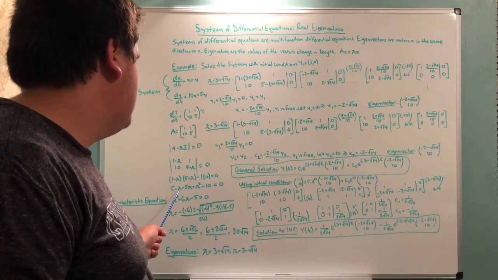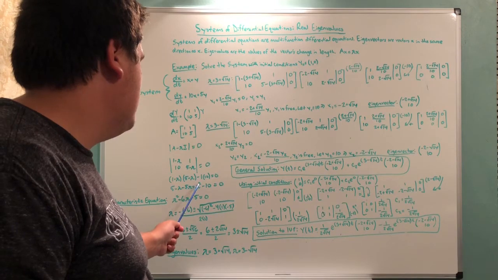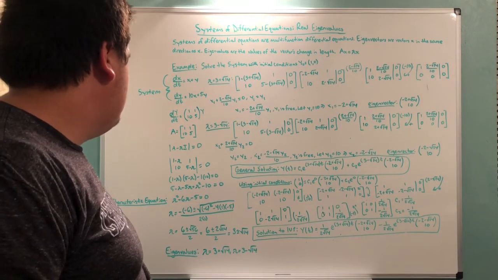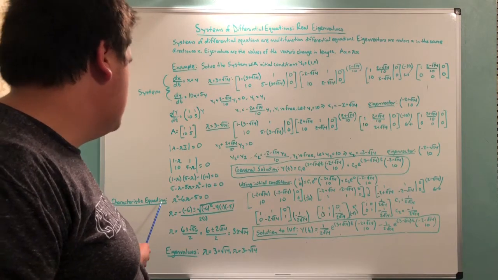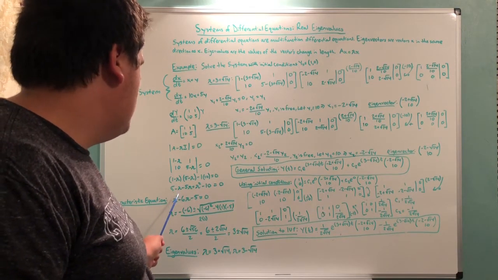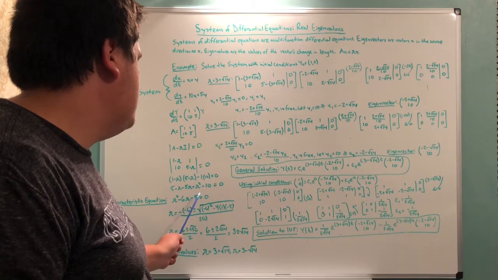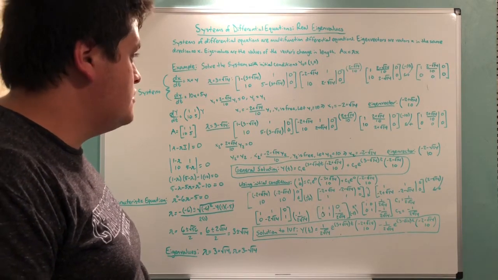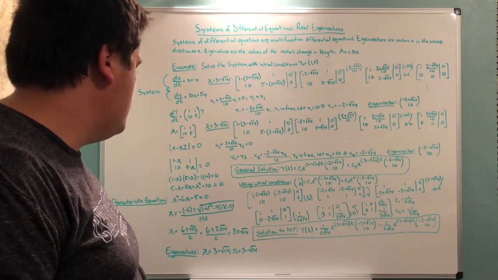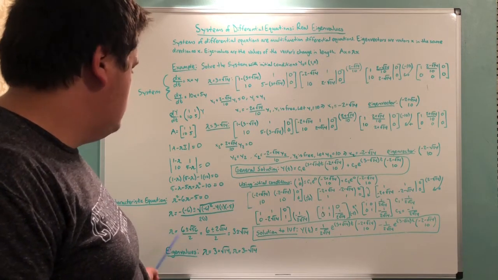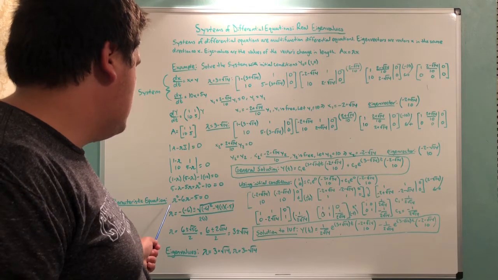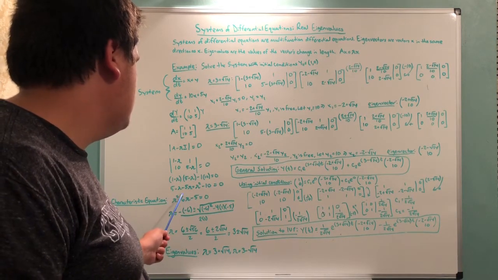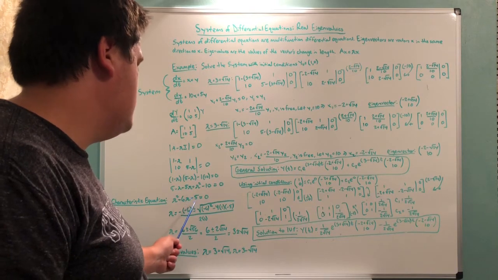Distributing, we get 5 minus lambda minus 5 lambda plus lambda squared minus 10 is equal to 0. Now we have something commonly known as a characteristic equation. Lambda squared minus 6 lambda minus 5 is equal to 0. So now we need to use the quadratic formula to solve this. So when evaluating this using the quadratic formula, this coefficient here will be our A term, this coefficient will be our B term, and this coefficient will be our C term.